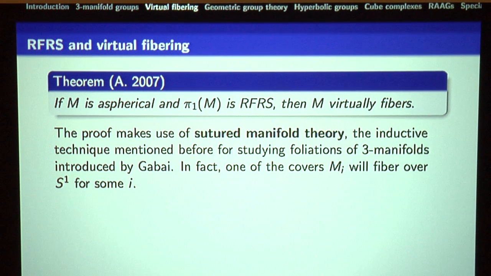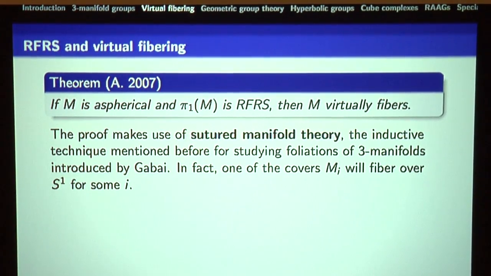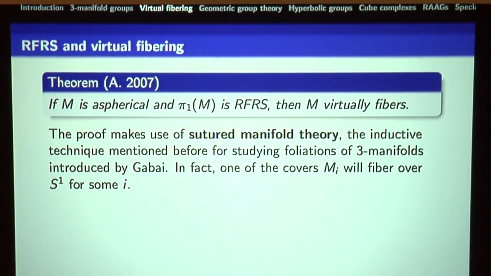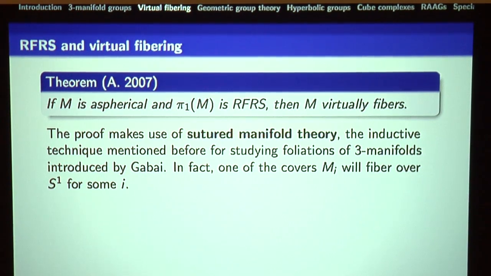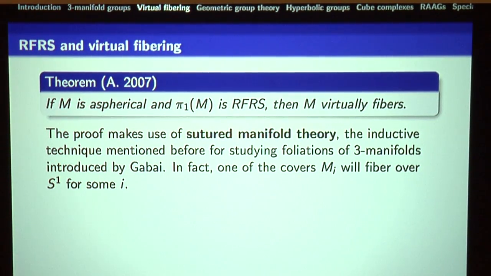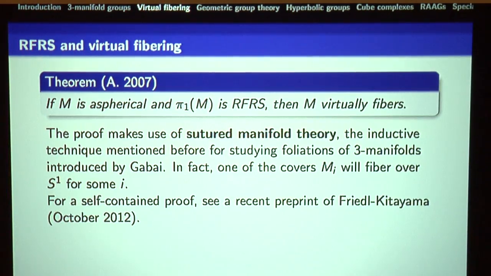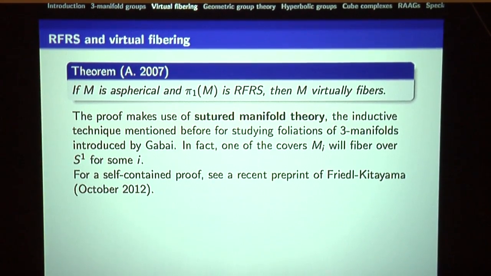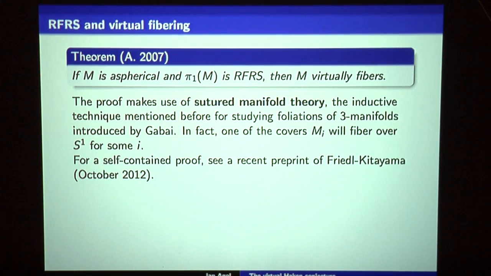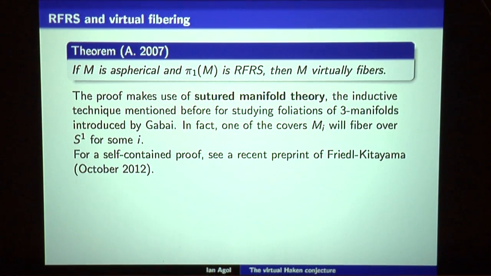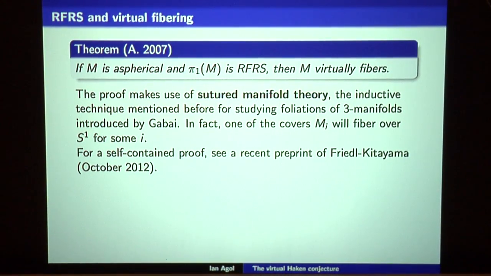It was this inductive technique to create foliations. So here we're sort of creating a foliation, but it's actually a foliation which is trivial. It's just a product of surface, surface crossed with a circle, essentially. Or a fibration, not just a foliation. So in fact, as I said, one of these covers, Mi, will fiber. Recently there's been a self-contained proof by Friedl and Kitayama that's appeared on the arXiv in October. So I'd recommend looking at that if you're interested in learning some of the details.